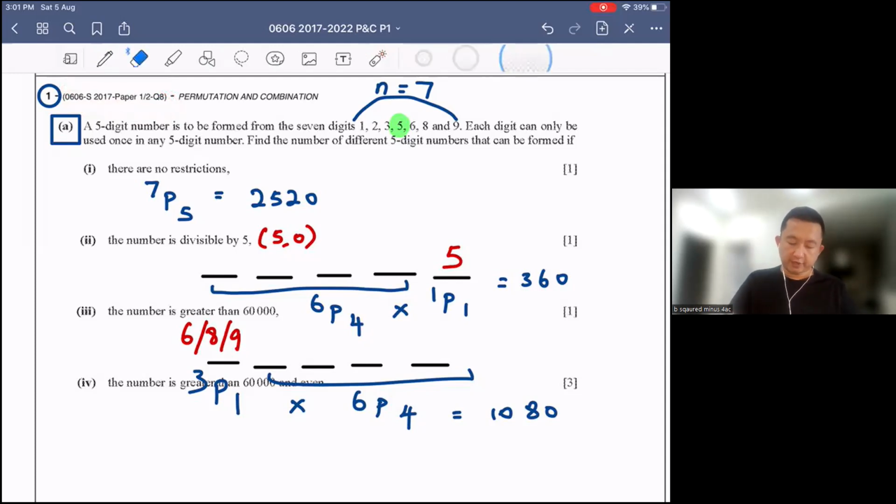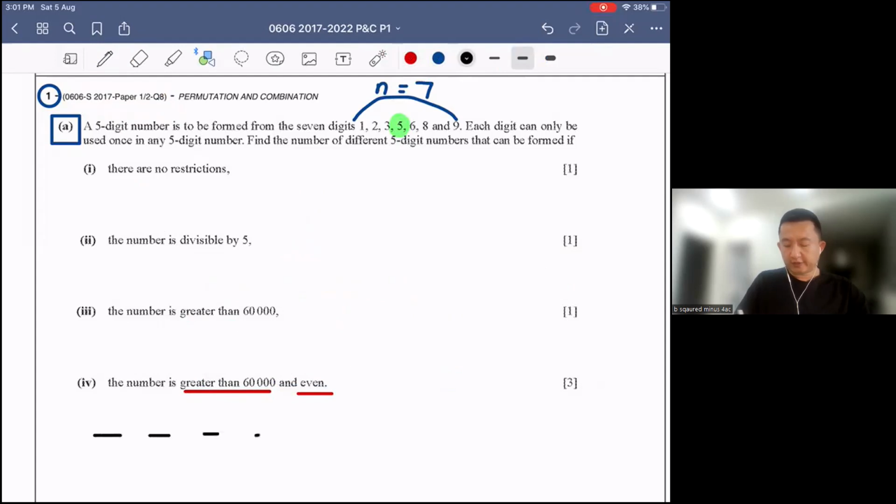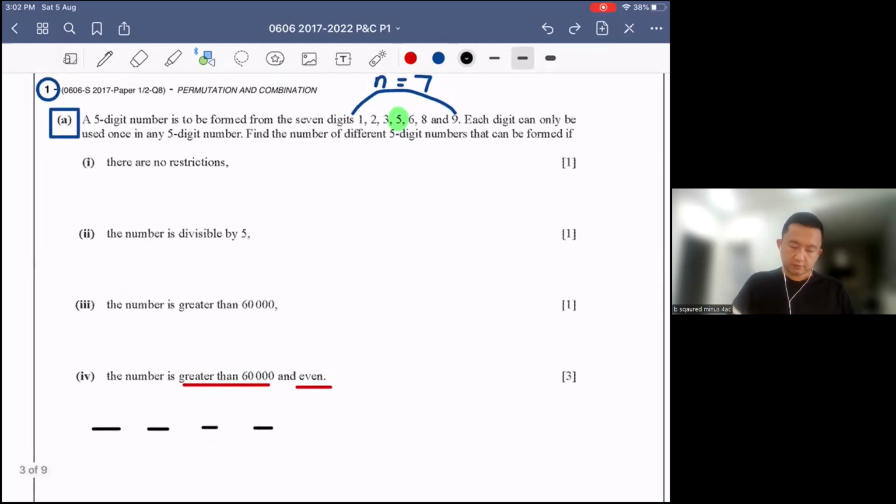Let me clear this off first right now. Okay, the fourth question is the number is greater than 60,000 and even. Basically, we are combining two criteria, greater than 60,000 and even number. There are a few ways to look at this. Let me set up the slots: 1, 2, 3, 4, 5.